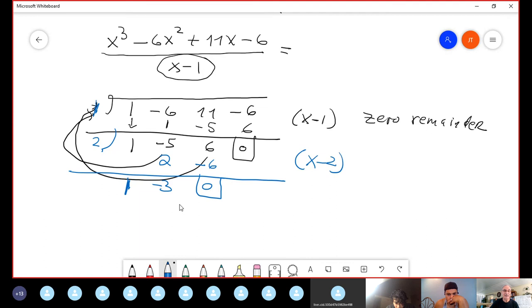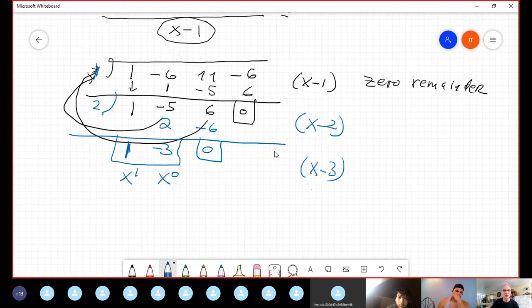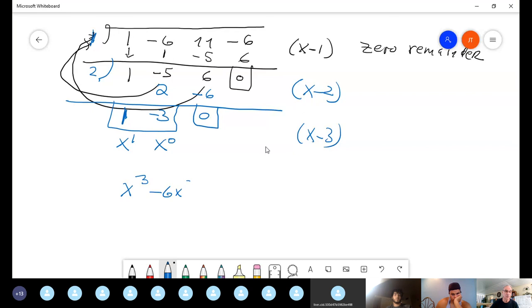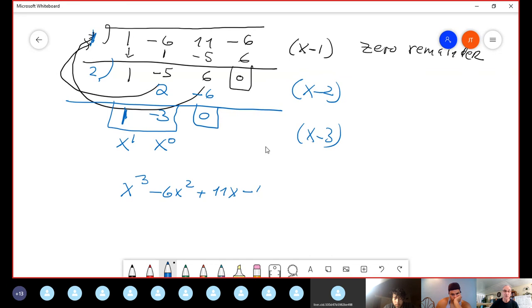And finally, this is the answer of the division, x minus 3. Therefore, I cannot do any more synthetic division. The factor x minus 3 is also a factor. In a super easy way, you are doing the factorization of this polynomial. The original was x cubed minus 6x squared plus 11x minus 6, and the factorization was x minus 1, x minus 2, and x minus 3.